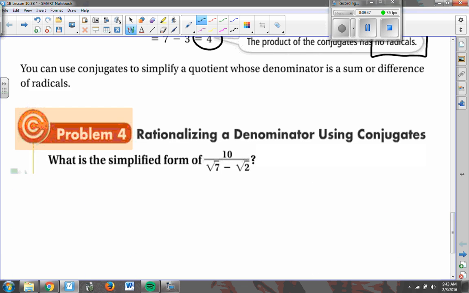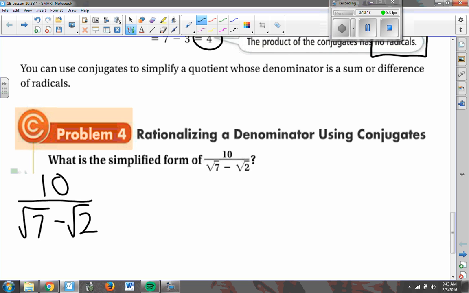It looks like this. Simplifying 10 over the square root of 7 minus the square root of 2. Okay? Now my goal here is to get all of the square roots out of the bottom of that fraction. I do not want it to be there, and I don't want any of them to be there. So the only way to get rid of both of those square roots at the same time and not have any in my answer is to multiply by the conjugate. So that's what I'm going to do.